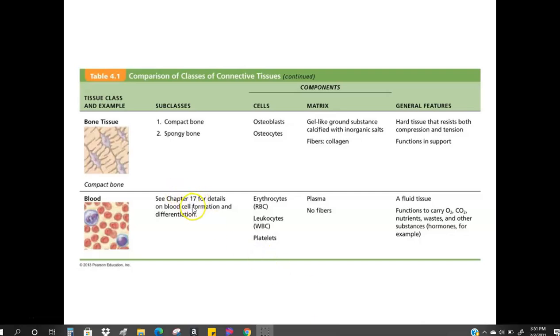Don't pay attention to chapter 17. This is not talking about your book. I think it's chapter 19 in OpenStax. I can't remember off the top of my head.